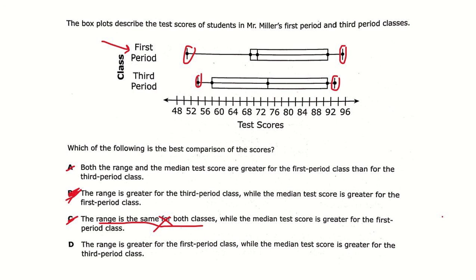Let's look at D. It kind of has to be our answer, but let's double check. The range is greater for first period. Yes, that's true. We were just talking about this, right? First period has a greater range, while the median test score is greater for third period. Let's just double check about the median. The median is greater for third period. So there it is. Let's compare the medians. Yes, that's true as well. Both parts of this sentence are true. Our answer is D.